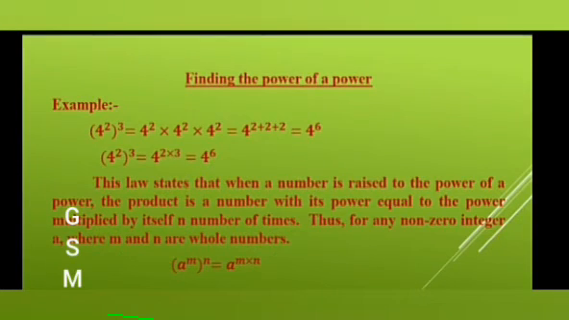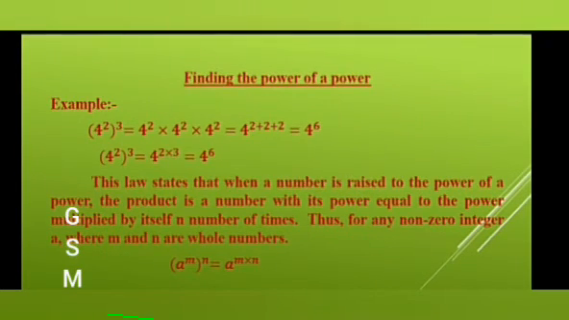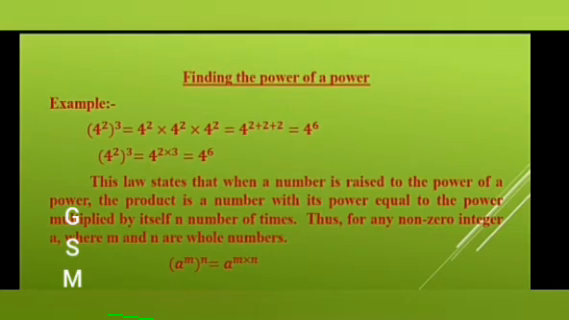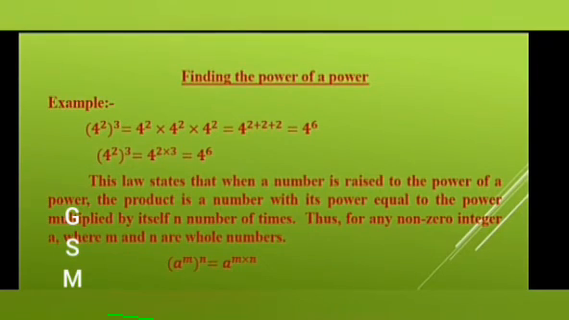This law states that when a number is raised to the power of a power, the product is a number with its power equal to the power multiplied by itself n number of times. Thus, for any non-zero integer a, where m and n are whole numbers, a to the power m the whole power n equals a to the power m into n.